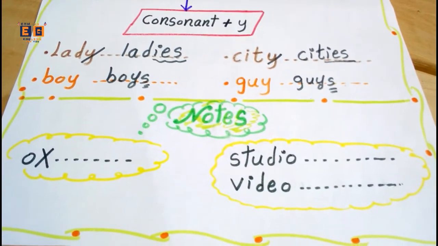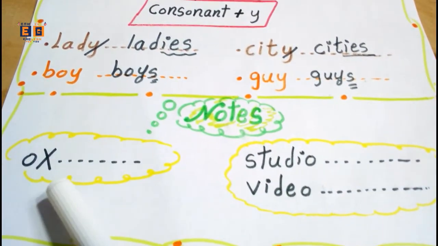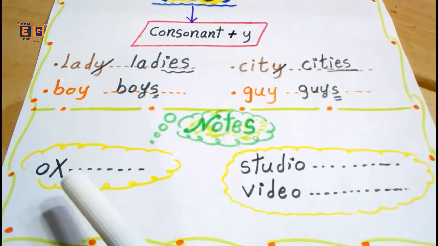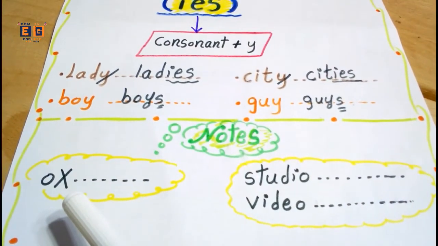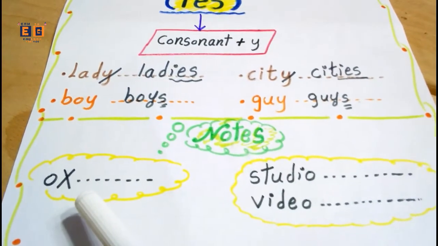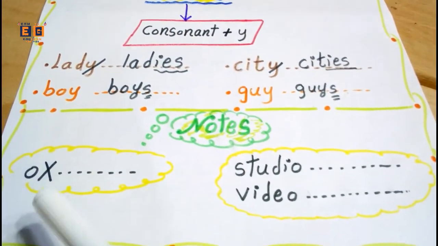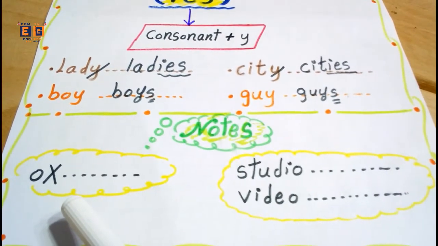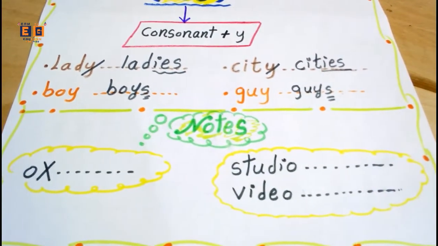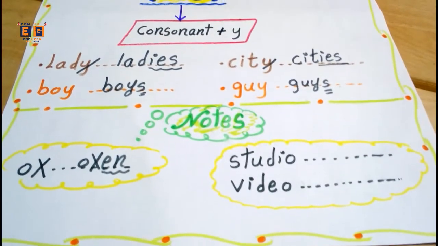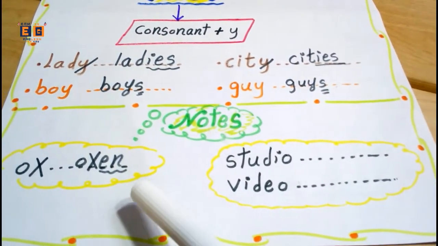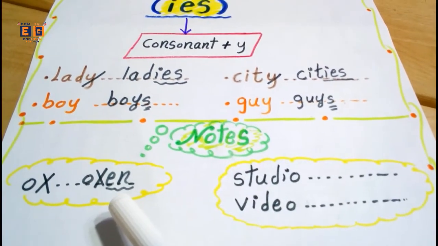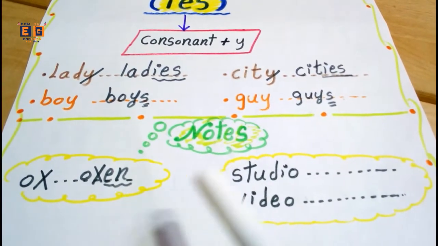About this part, we have some notes. Word ox, which is an animal, ends with a letter X, but it's an irregular word. To make word ox into a plural one, we don't put es as the regular rule, but we put en. Why do we put en on word ox to make it plural? Because it's an irregular word.